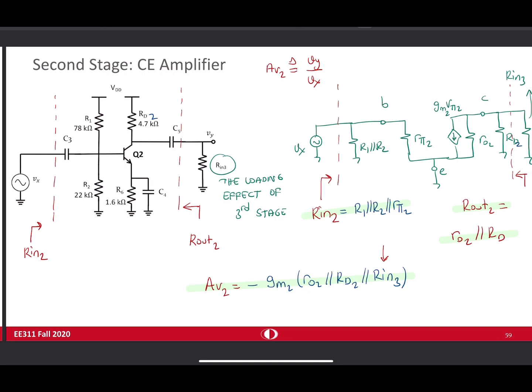So as you see, you don't need to draw the small signal model each time. You can find Rin and Rout easily, especially for common emitter and common source amplifiers. If you don't have degeneration, things are quite straightforward. So you should be able to calculate them.